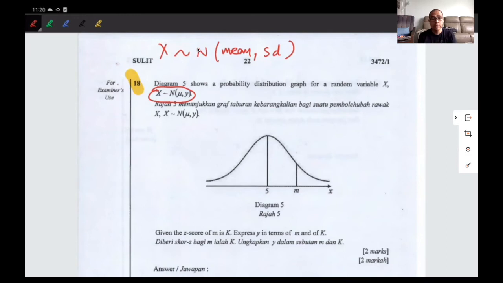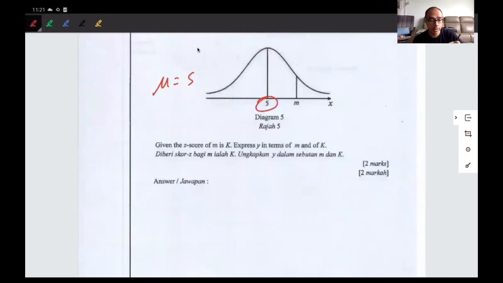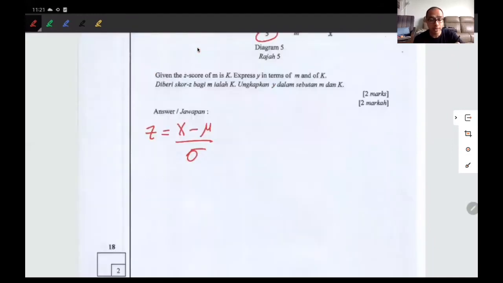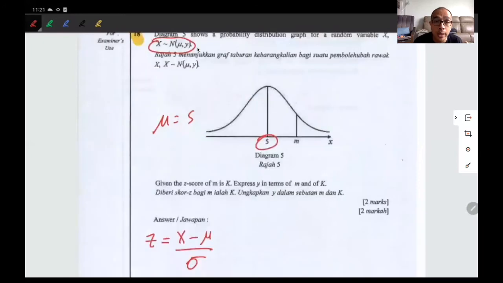Okay, now given the z-score of m is k. So this one, guys, our mean is 5. Mean is 5, already given. So the z-score of m is k. That means, formula, z equals to x minus mu over sigma. But our sigma we don't know, we only know it as y. So z-score is given as k. K equals to m minus 5 over y. Is it y or y squared? Yeah, y.